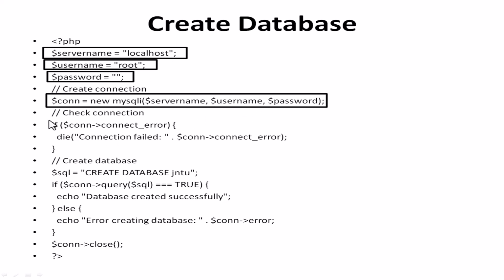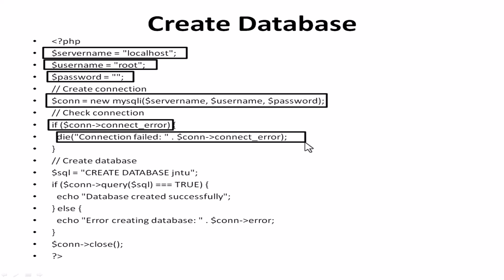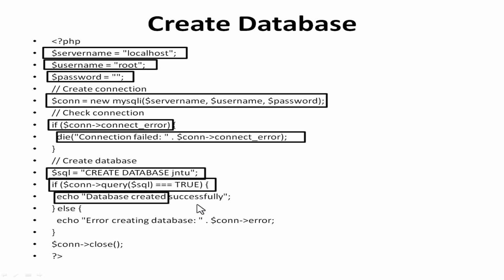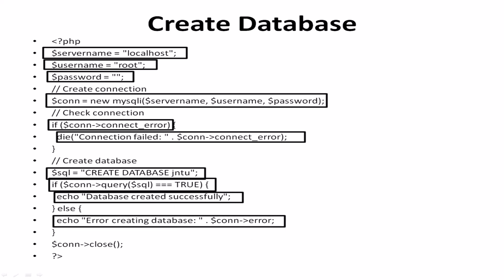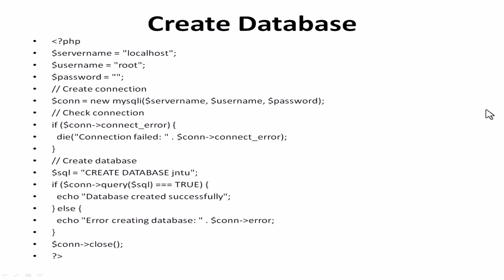Now we are going to check the connection. If the connection is showing an error, then die with a connection SQL error message. Now we need to create a database. The database name is JNTU. Here we check if the connection query SQL is true, then the database will be created. Else, it shows an error in creating the database. Let us create the database first.